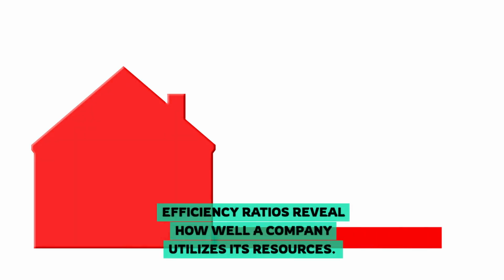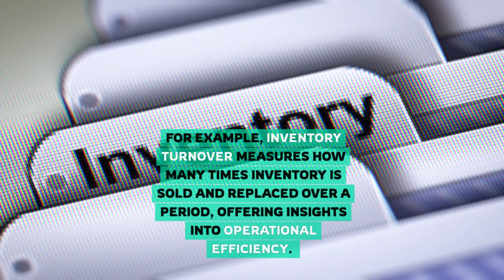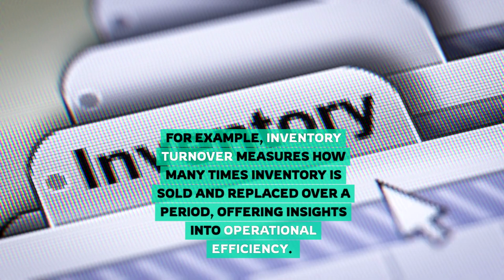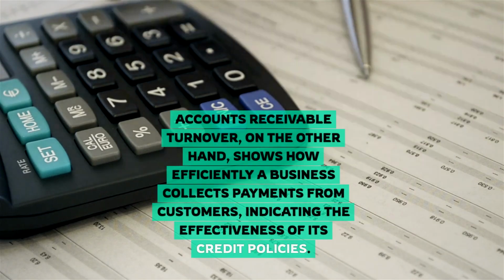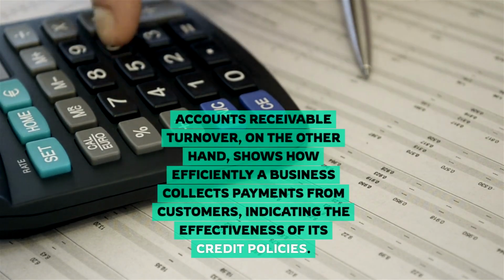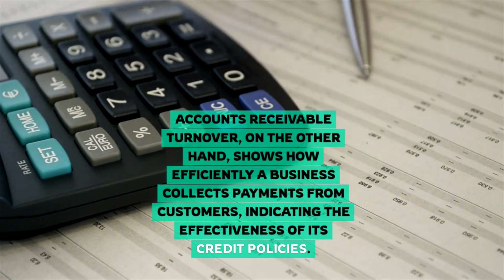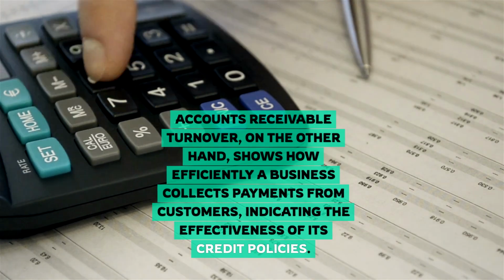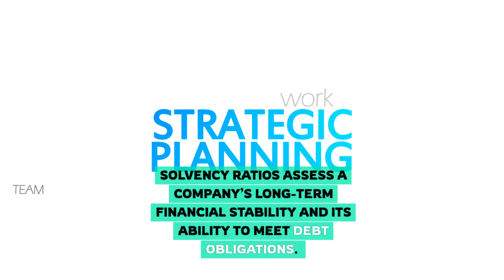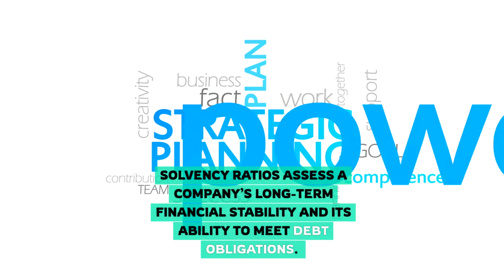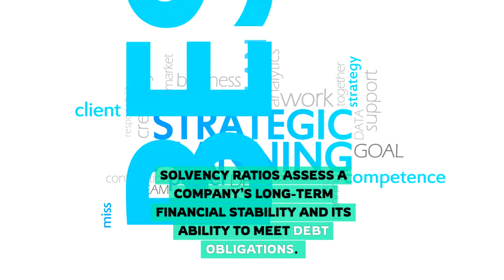Efficiency ratios reveal how well a company utilizes its resources. For example, inventory turnover measures how many times inventory is sold and replaced over a period, offering insights into operational efficiency. Accounts receivable turnover, on the other hand, shows how efficiently a business collects payments from customers, indicating the effectiveness of its credit policies. Solvency ratios assess a company's long-term financial stability and its ability to meet debt obligations.